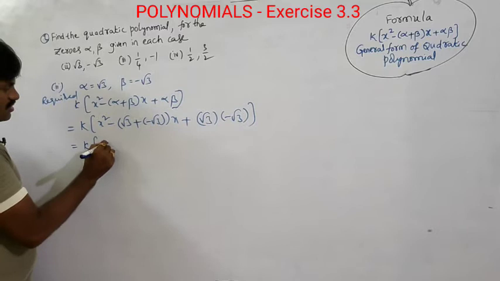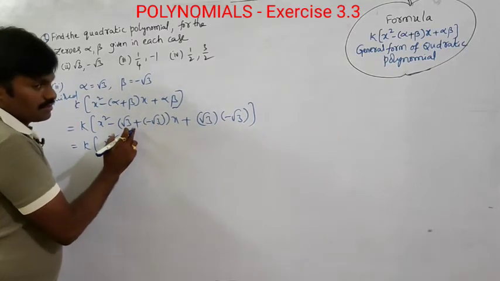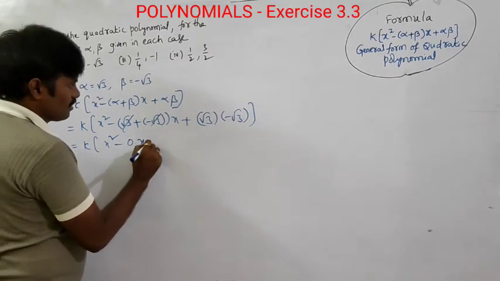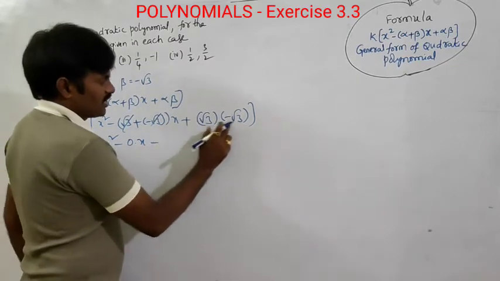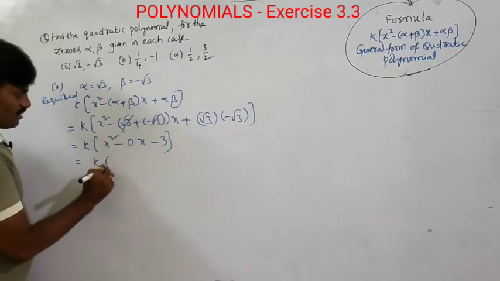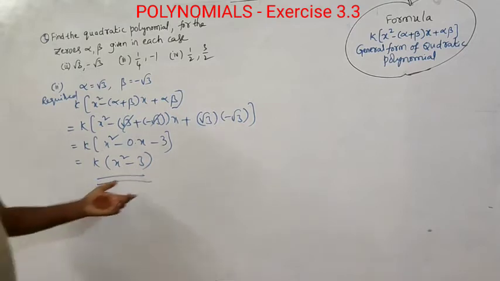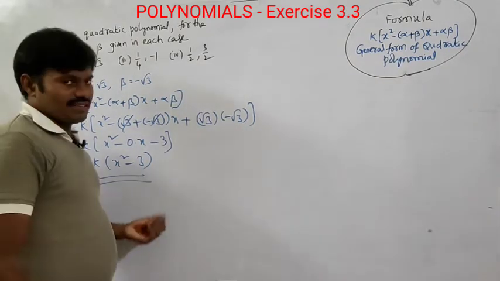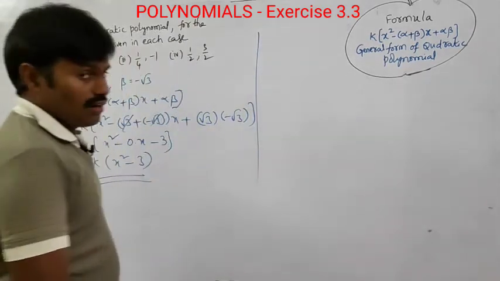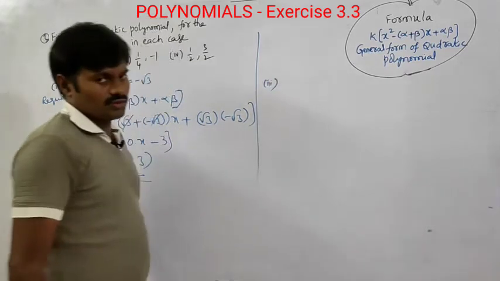So k of x square minus, these two are the same values but with opposite signs, so that gets cancelled. So 0 into x plus minus root 3 into root 3, root 9 value is 3. So our required polynomial is k of x square minus 3. So this is the answer: k of x square minus 3. Is it easy or not? In another way also we can solve. How? Let us consider the third problem to do in a different method.